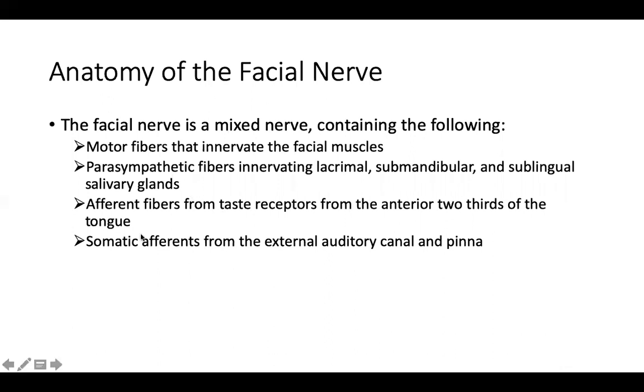You also have afferent fibers that innervate the anterior 2/3 of the tongue. Remember, the anterior 2/3 is innervated by the facial nerve. The tongue is divided into two parts, the anterior 2/3 and the posterior 1/3. The posterior 1/3 is innervated by the glossopharyngeal nerve. You also have some somatic afferents from the external auditory canal and pinna. So these are some of the functions of the facial nerve.